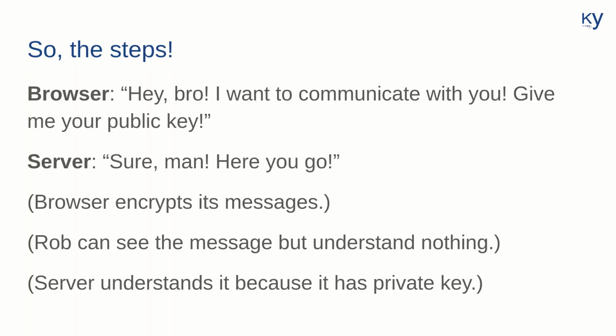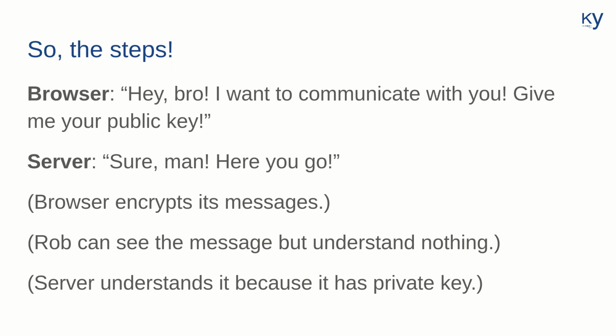The browser says to the server, hey bro, I want to communicate with you. Can you give me your public key? And the server says, sure man, here you go. Then the browser uses the public key to encrypt the message. Now Rob can see that message easily, but Rob cannot understand the message. But the server understands the message because the server has the corresponding private key which allows it to understand the encrypted communication.